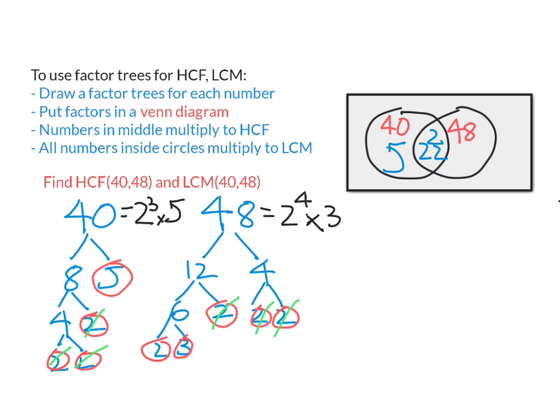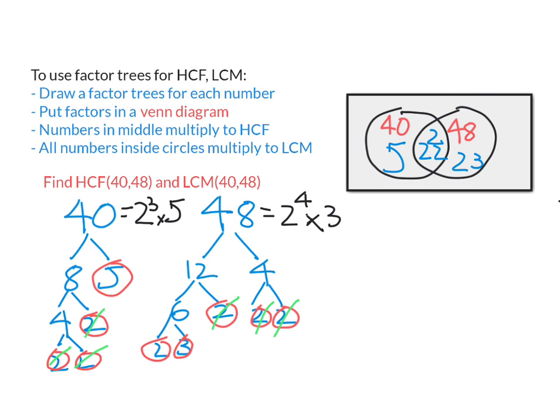So I do the same over here for 48. So I've already got the 3 2's here, but I need to add in another 2 and a 3. They are in the 48 factor tree, but not the 40 factor tree. So notice all of the numbers inside this circle here multiply to 48.